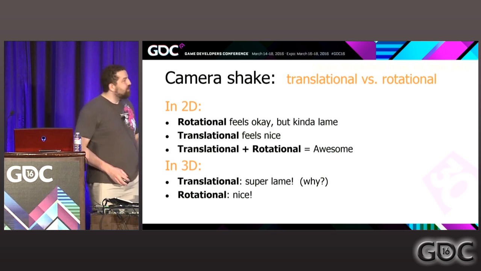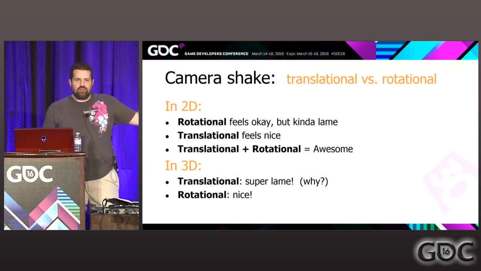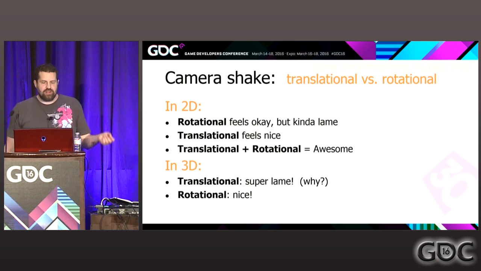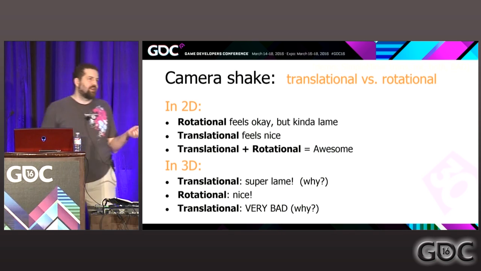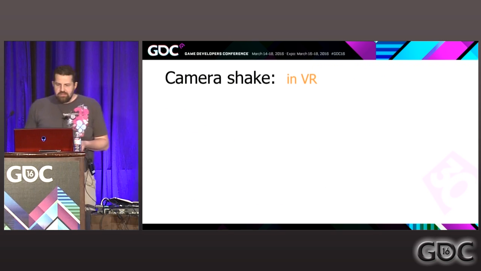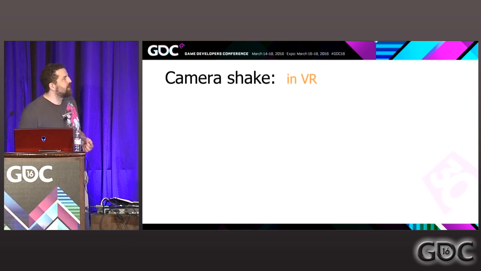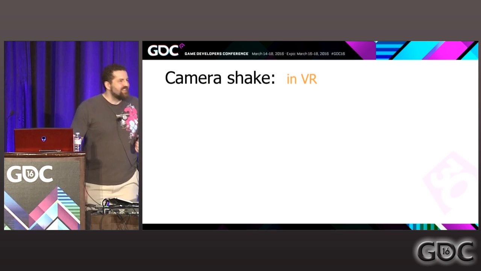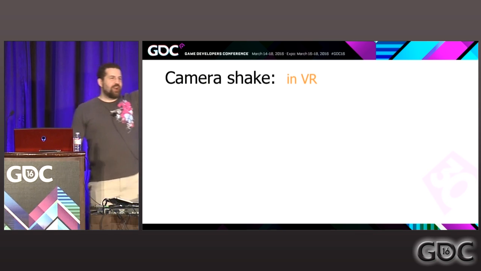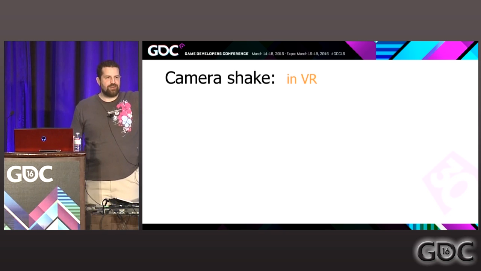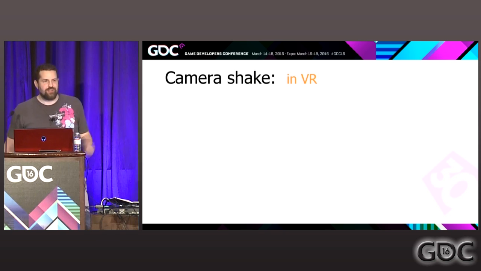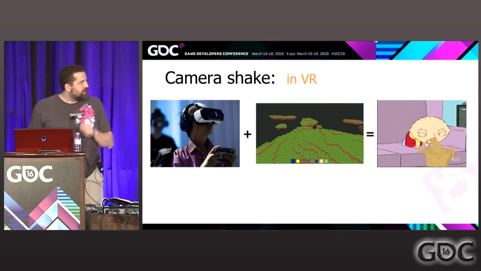Yeah. So actually in 3D, ironically, the rules are somewhat different. We don't want to use translational because it feels weird and it could be very bad, right? Whereas rotational actually feels even nicer. Camera shake in VR. So the rules of VR are try to avoid forced motion. If you have to do forced motion, try to make it be slow. If it has to be fast, try to make it be predictable. Camera shake is none of those things. So don't do this.